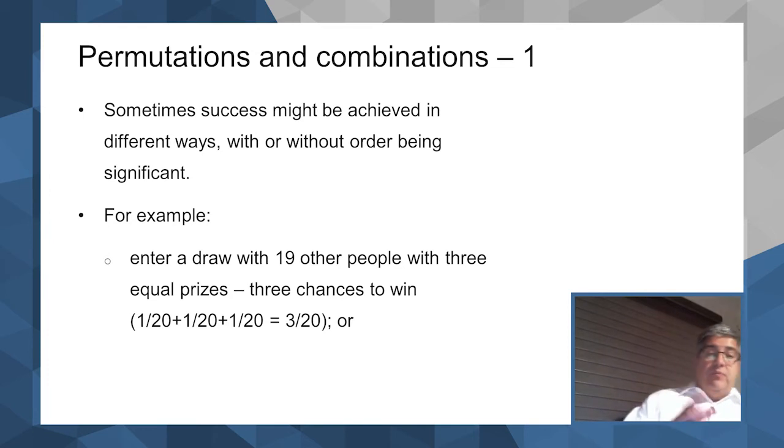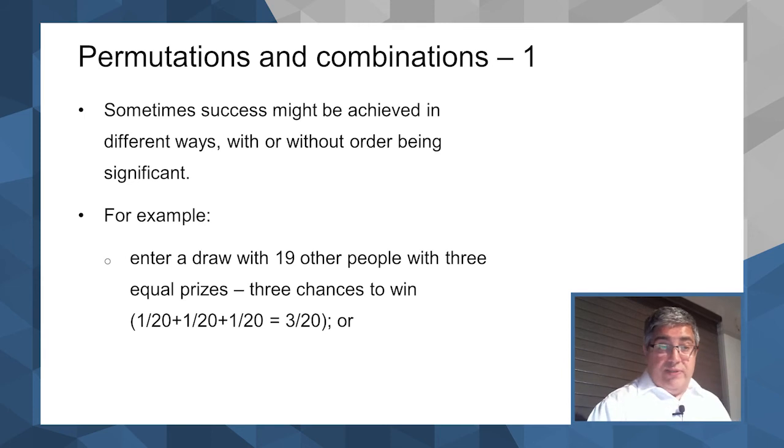So say, for example, 20 people enter a draw with 3 equal prizes. Your probability of winning a prize will be 3/20, because there are 20 people altogether and 3 people are going to get prizes. It doesn't matter if you get the first one, the second one, or the third one, because they are the same. And so in that case, there are 3 ways in which you can get a prize.